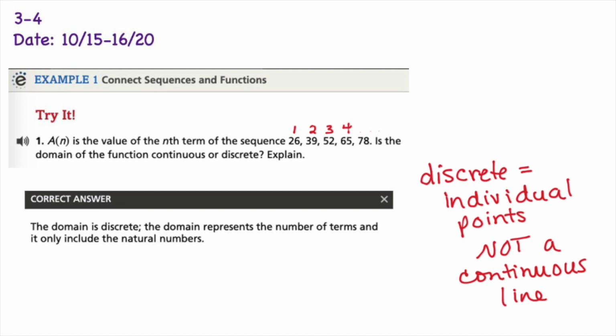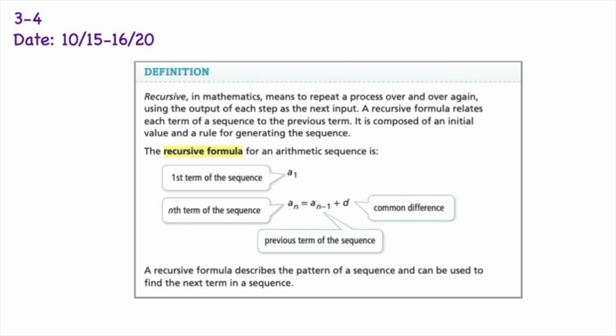All right, so let's talk about a definition of recursive formula. So with arithmetic sequences, we have the recursive formula and we have the explicit formula. So we're going to go over the recursive formula first. Recursive in mathematics means to repeat a process over and over again. So recursive means that you're constantly using the same first number and then adding or subtracting something to it to get to the next number. So a recursive formula relates each term of the sequence to the previous term.